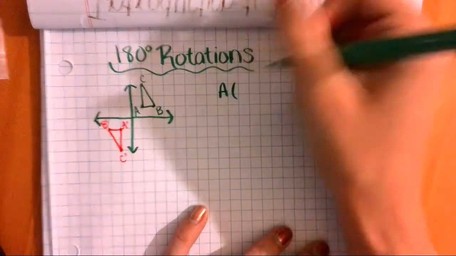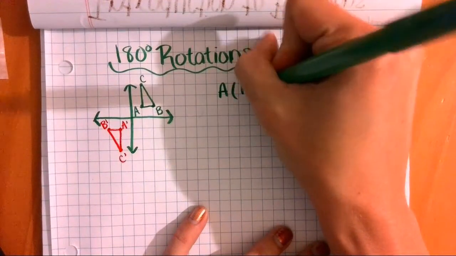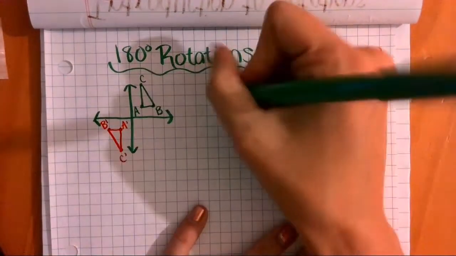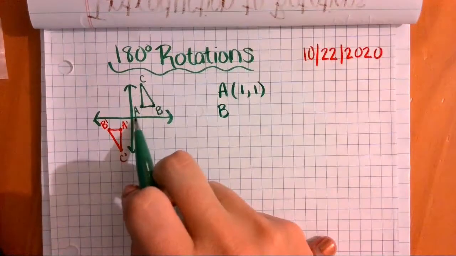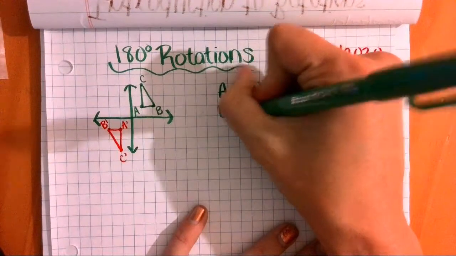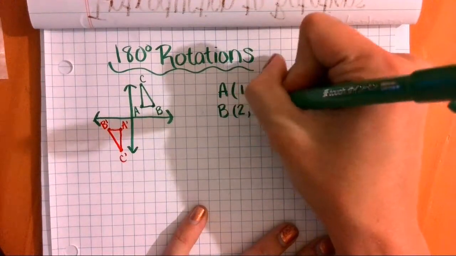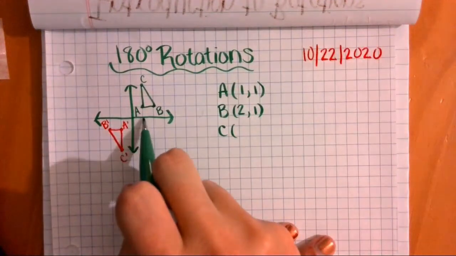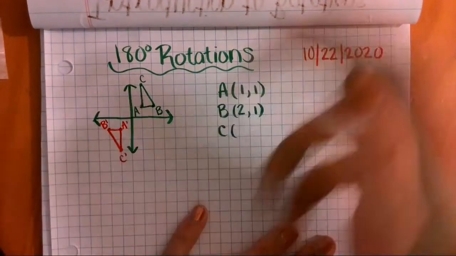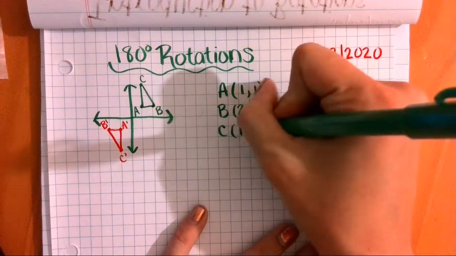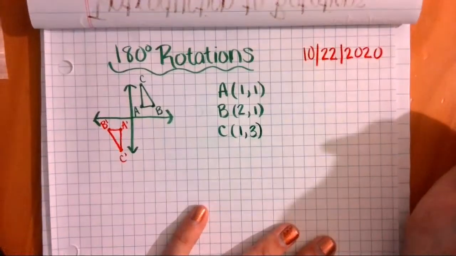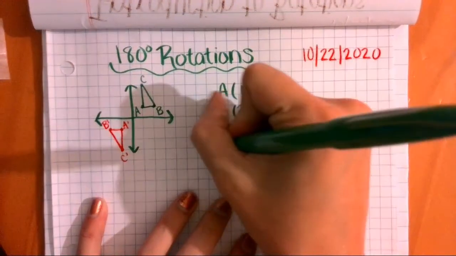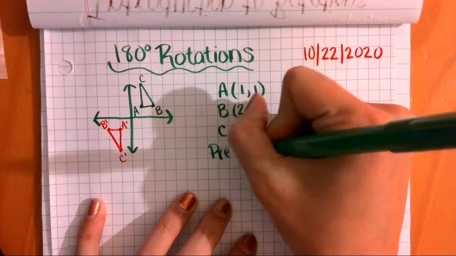So A is at the point 1, 1, go over 1 and up 1. B, go over 1, 2, and up 1. So it's at 2, comma 1. And C is over 1 and up 1, 2, 3. So it's at 1, comma 3. So each of these are our original x and y's of our pre-image.